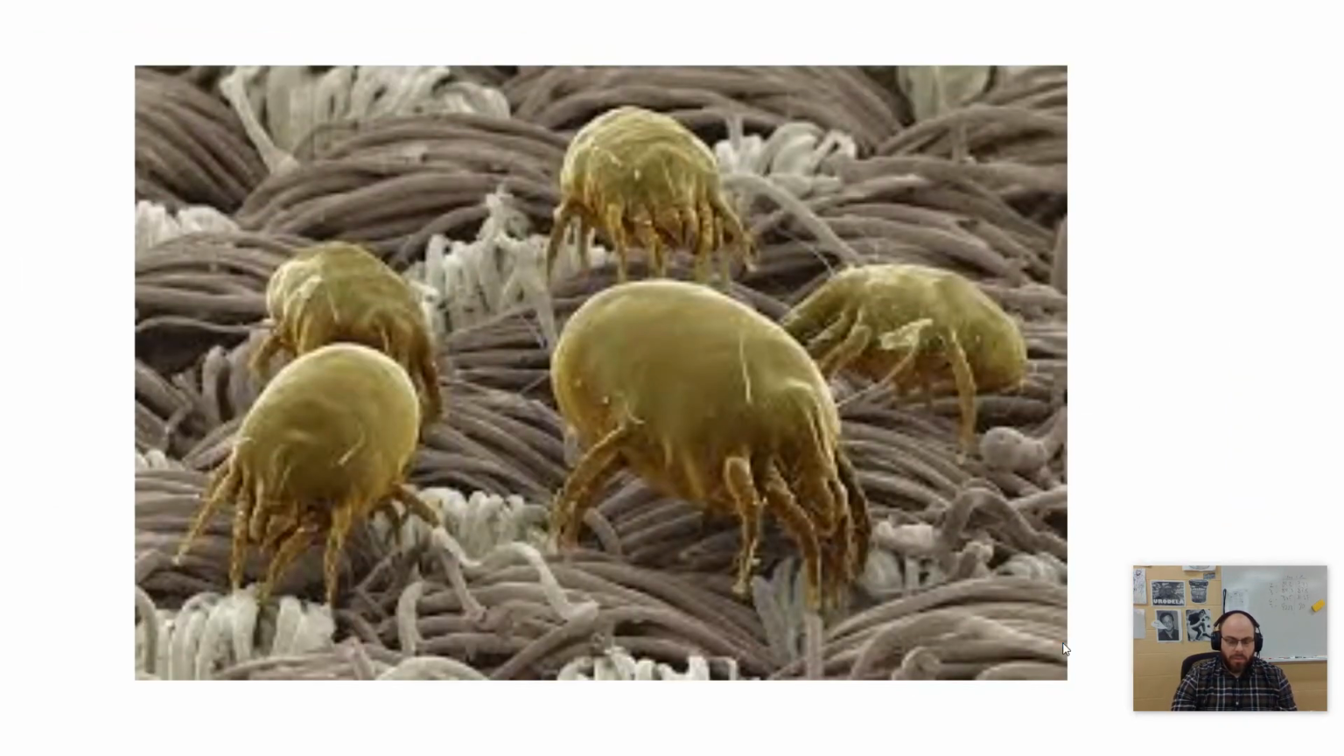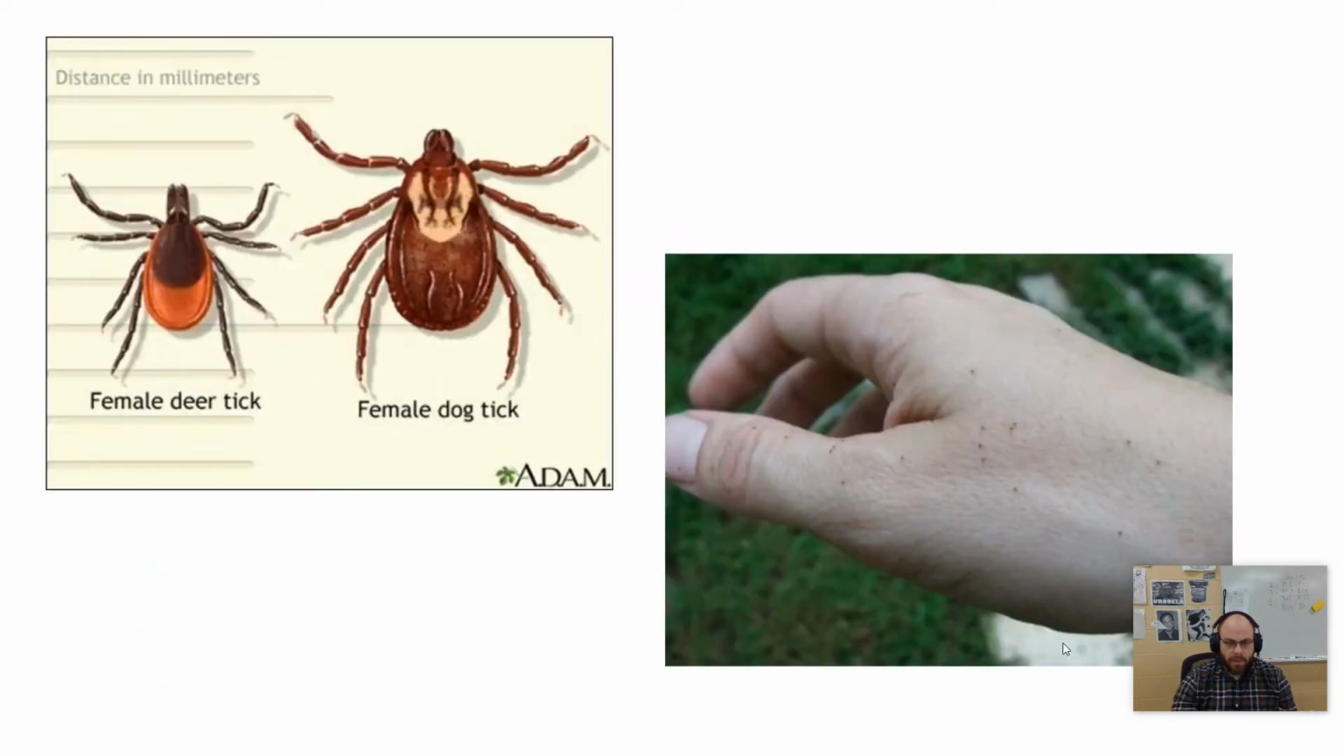Ticks are one of the worst, and this is a picture of some dust mites. Here we go, here's some ticks. Ticks are one of the worst vectors for diseases in the world, second only to mosquitoes. We have a tick around here, the deer tick called Ixodes. This carries Lyme disease. There's the dog tick on the right, which is more common. These are a couple that we're familiar with.